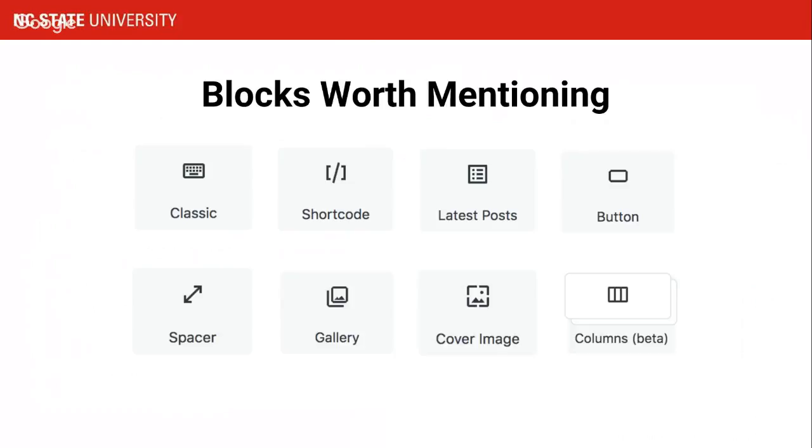You have things like latest posts or button. These are two blocks that are examples of some of the things that people like to add to their pages that haven't always been easy to add in the past. So a button, for instance, is exactly what it sounds like. It's something that you can click on that's a little bit bigger and styled a little differently than a regular link. And latest posts is going to dynamically pull in whatever the latest blog posts are and display that on the page.